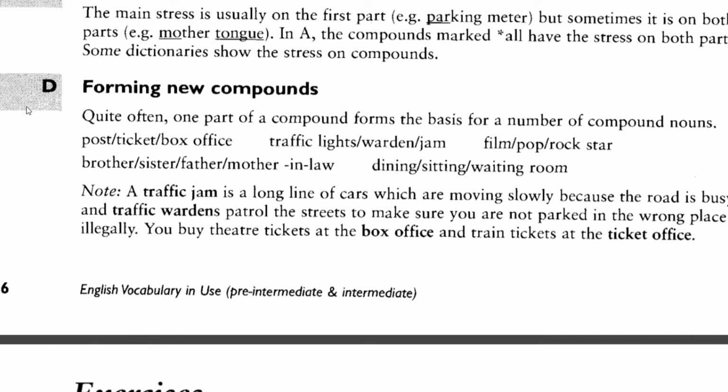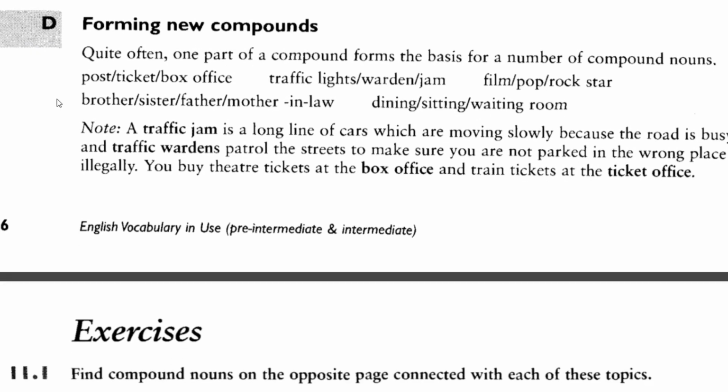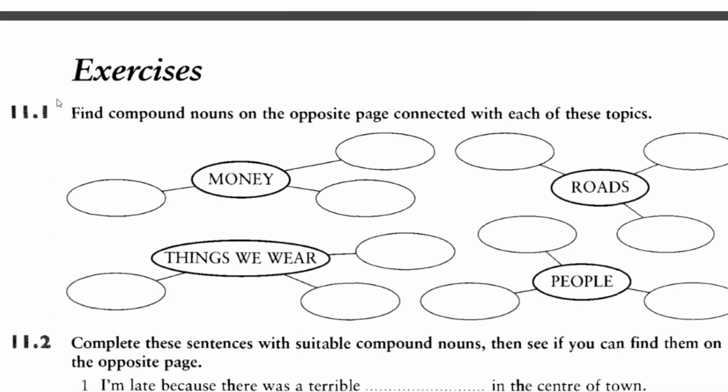Roads, we have pedestrian crossing. This is for road. We have traffic lights. We have traffic jam. We have lots of examples actually. Traffic jam, traffic lights, pedestrian crossing. For things we wear, we have the earrings, we have t-shirt, we have the sunglasses. For people, we have pop star, we have brother-in-law, we have babysitter, and this stuff.